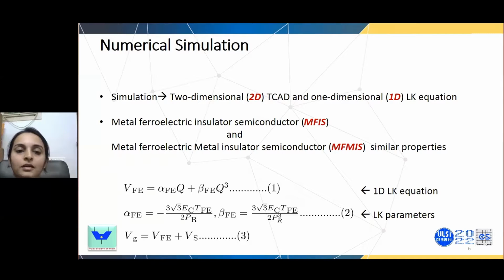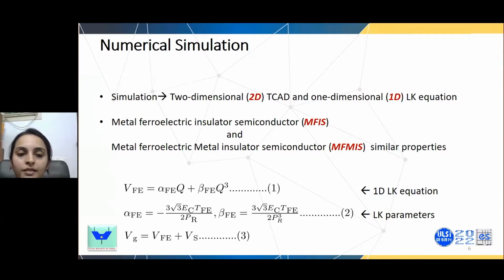So in a normal TFET, we can directly simulate it using two-dimensional TCAD. But in the case of negative capacitance TFET, due to the unstable nature of negative capacitance, we cannot directly depend on TCAD for numerical simulation. Instead, we need to consider the one-dimensional Landau-Khalatnikov equation and TCAD for the simulation purpose. A combined numerical simulation is required.